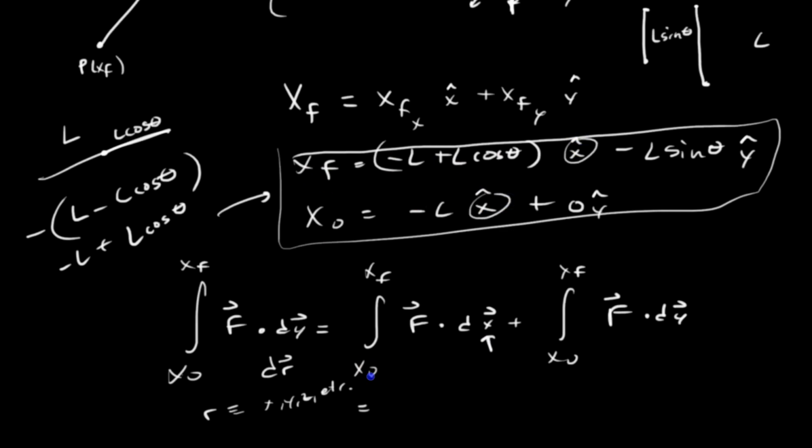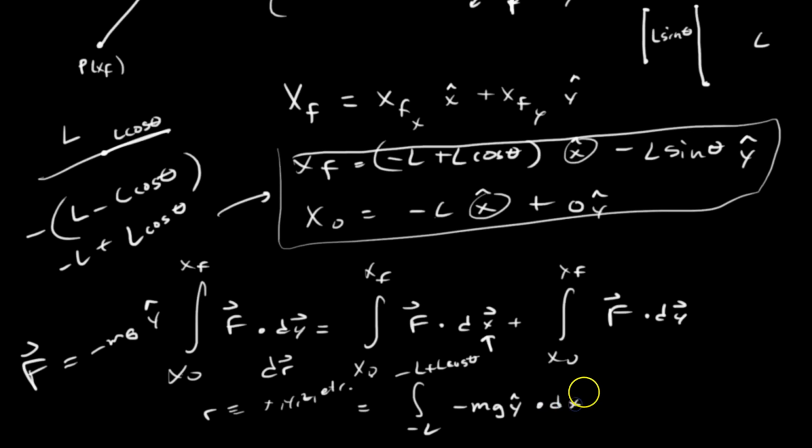The lower bound is going to be x0. x0 is going to be integral negative L. Bam. xf, the top bound: negative L plus L cosine theta. Of what? What is it going to be? What's the force? The force, remember from last time, is just negative mg in the y direction. So negative mg in the y direction dot, should I say, with dx. But what direction is dx in? Dx is in the x direction. So this is going to cause some interesting outcomes.